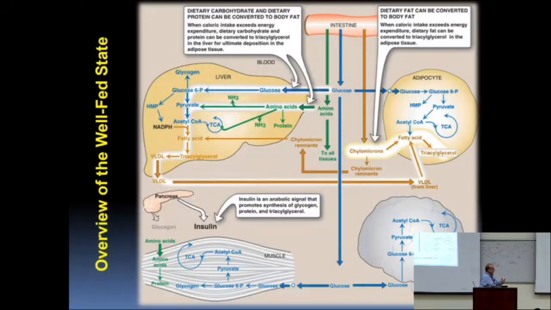In the well-fed state, there's plenty of glucose in the bloodstream. There's plenty of amino acids. There's plenty of lipids in the form of TAGs, packaged in chylomicrons. Okay? So all nutrients are available. However, the preferred nutrient under this condition is going to be glucose.